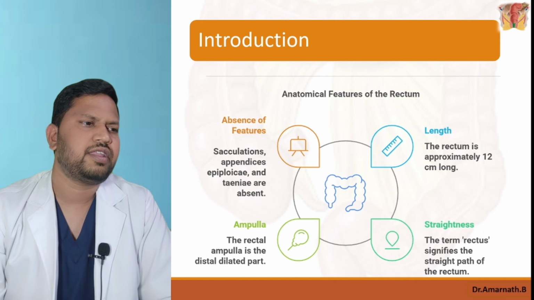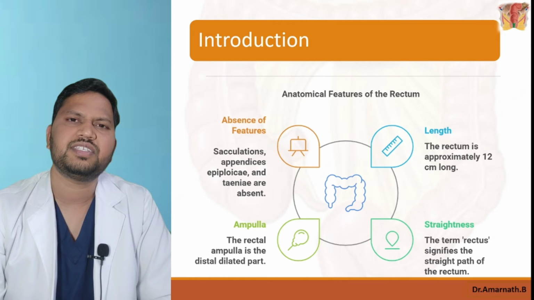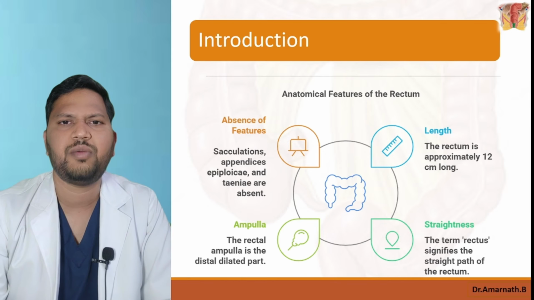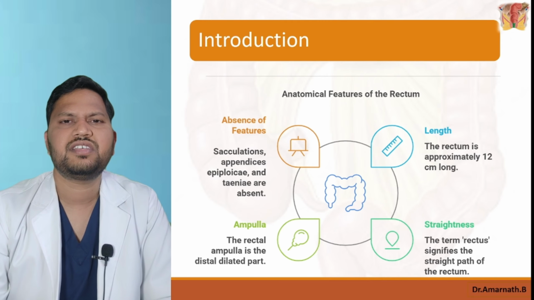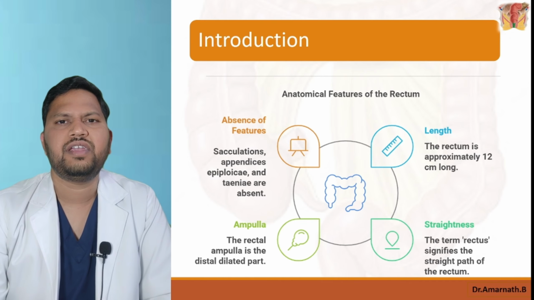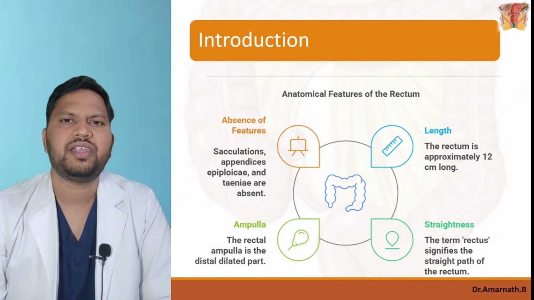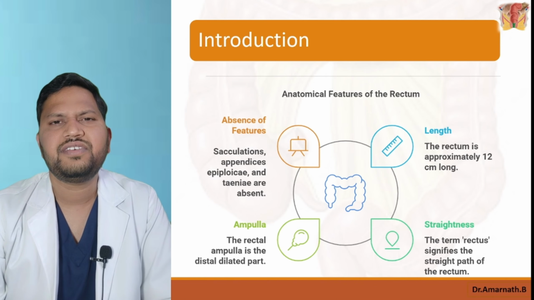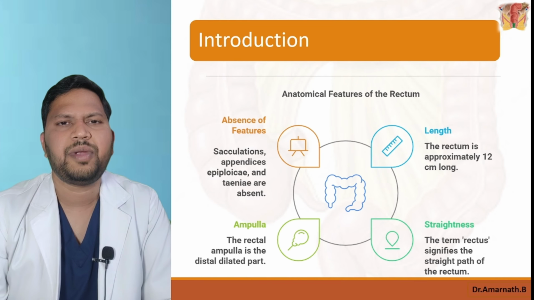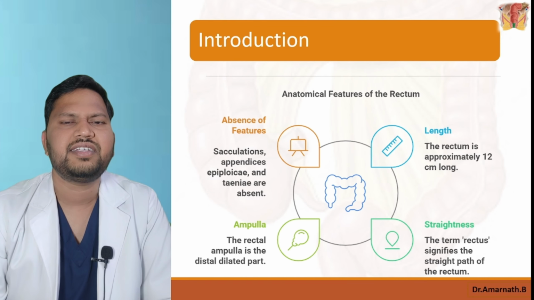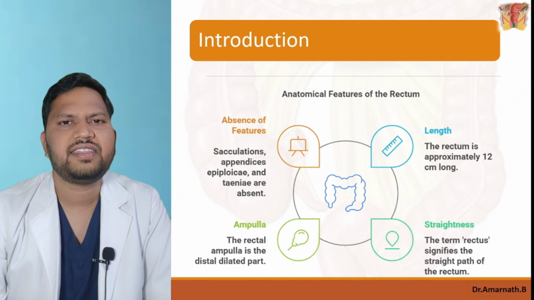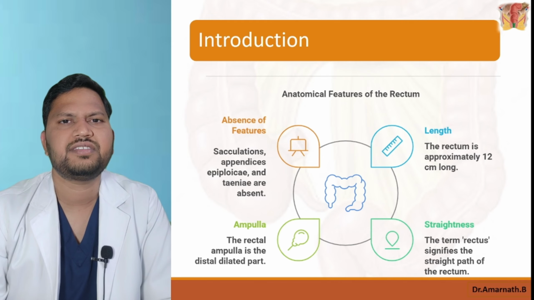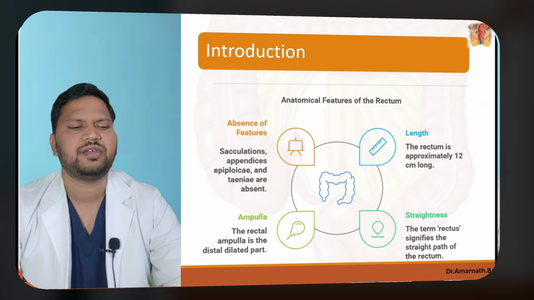Then the distal part of the rectum is a little bit dilated, that is called the rectal ampulla, whose main function is the storage of the feces, and when it gets filled, it sends the signal to the brain for defecation. The rectal ampulla is the distal dilated part. Then the cardinal features of the large intestine, that is appendices epiploicae, taeniae and sacculations, all these three things are absent in the rectum, whereas they are present in the large intestine.